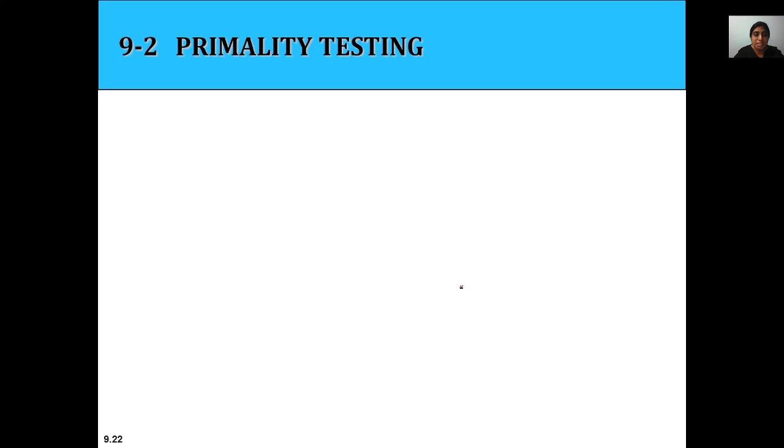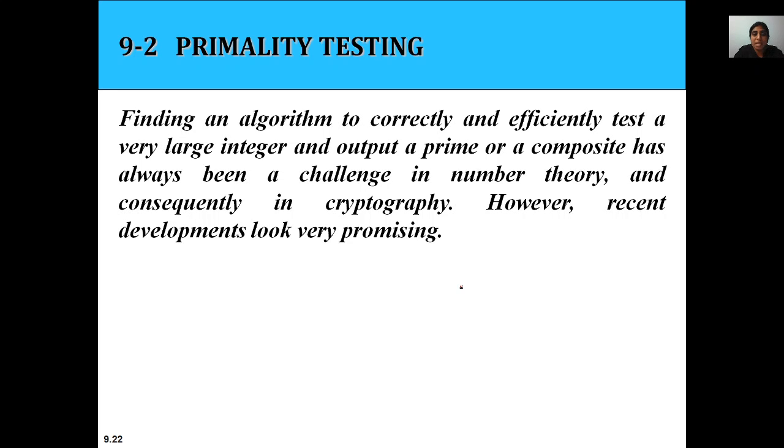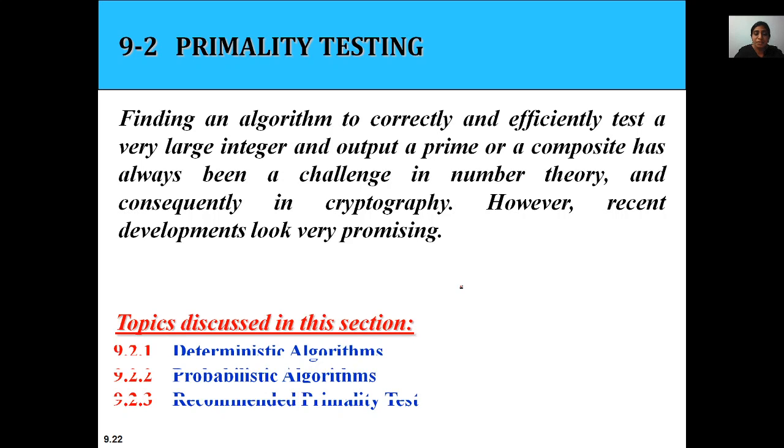So this primality test is an algorithm that correctly and efficiently tests, for a very large number, whether it is a prime number or a composite number, which has always been a challenge in number theory. So the primality test will test whether the number that is coming is really a prime number or it may be a composite number. So it checks the primeness. We are going to have different sessions: deterministic algorithm, probabilistic algorithm, and the test.